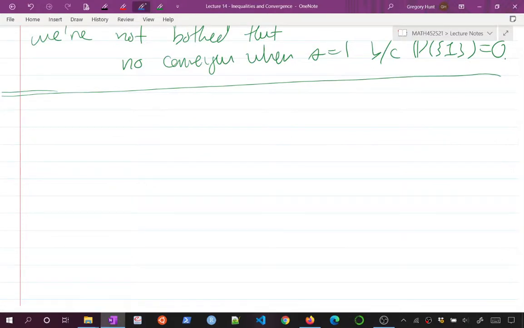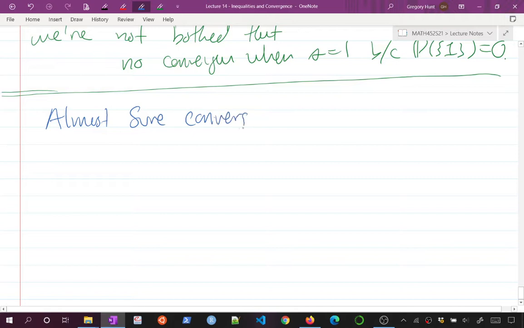So in the last couple of minutes, we'll start talking about the next type of convergence. Unfortunately, unlike a Calc 2 class, we don't just have one type of convergence. Almost sure convergence, it turns out, is a strong condition.